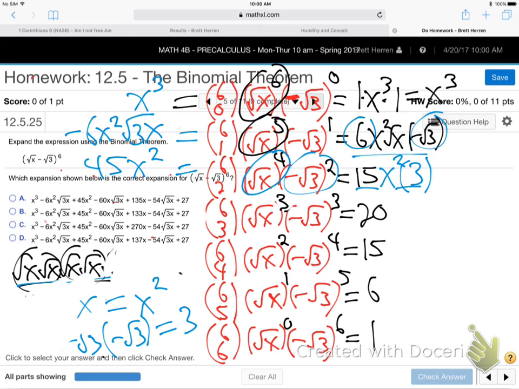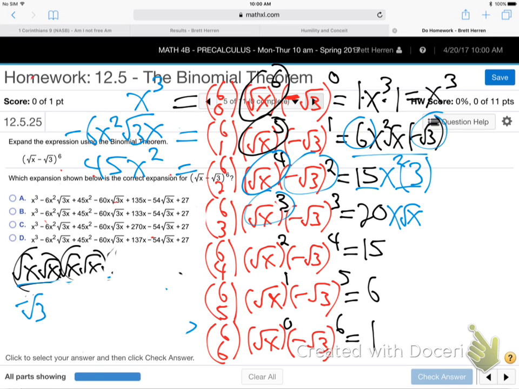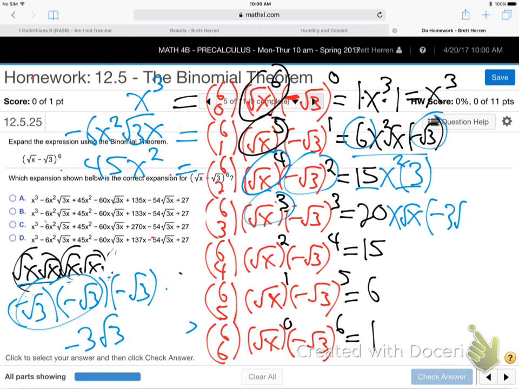Okay, and then next, is it okay if I just speed them up then? So next, root x cubed, that's going to be plain x with an extra root x, right? Because two of them make a plain x, and there's the extra one. Minus root 3, so we got minus root 3, minus root 3. Again, 2 root 3's make a plain 3, and then there's the other one. And it's negative because there's 3 minus signs. So it's going to be negative 3 root 3. Is that on the screen? Barely. All right, negative 3 root 3 out there.